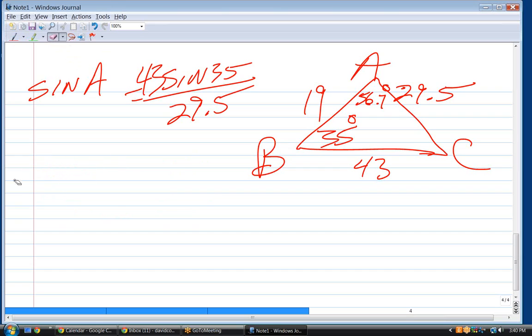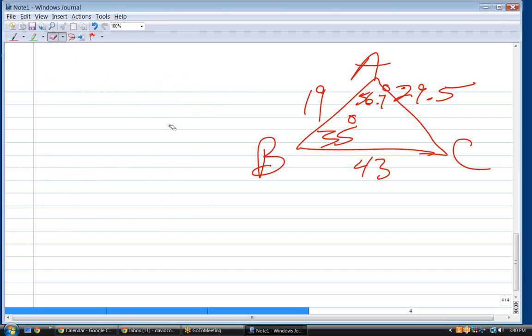Add that to 35 and subtract that from 180. Okay, what's that? Looks like about 91.7, which means this has got to be 88.3. Now, what's wrong with this picture?